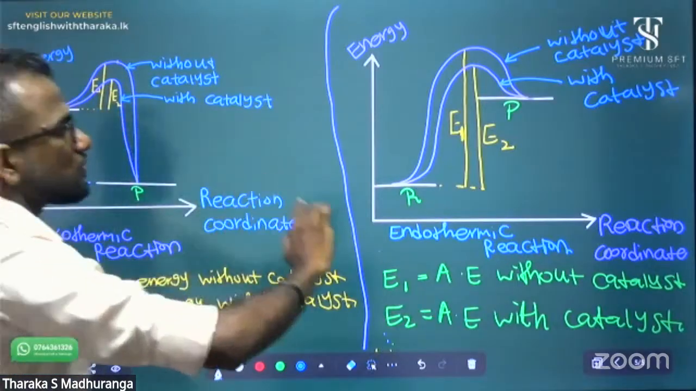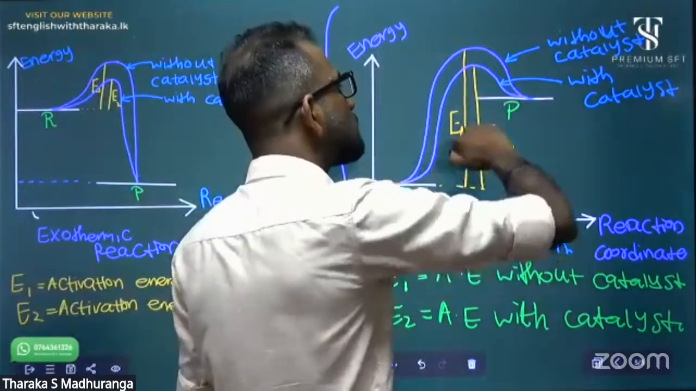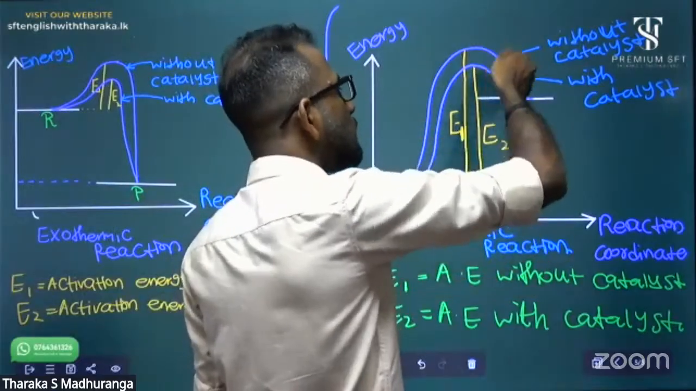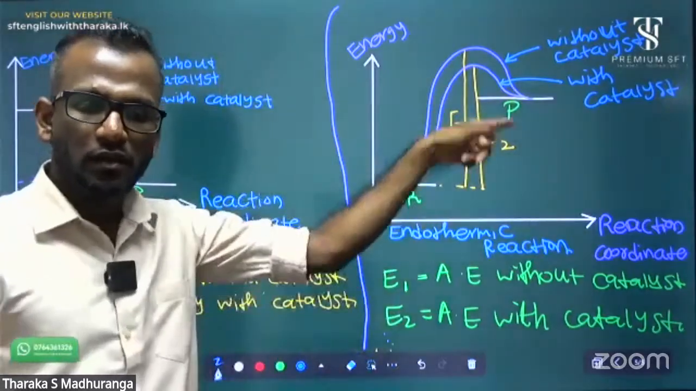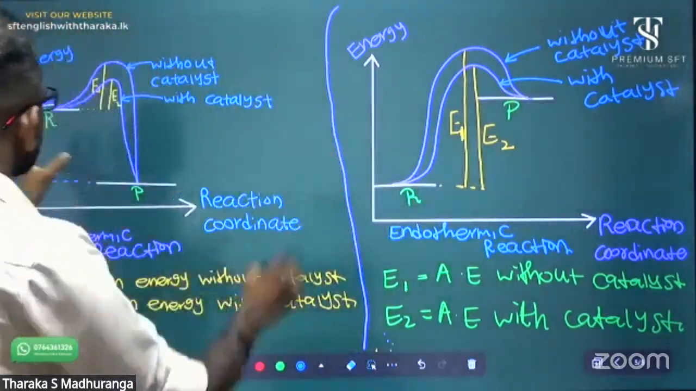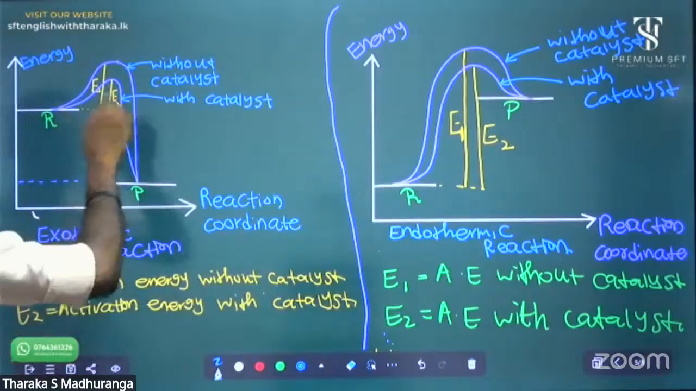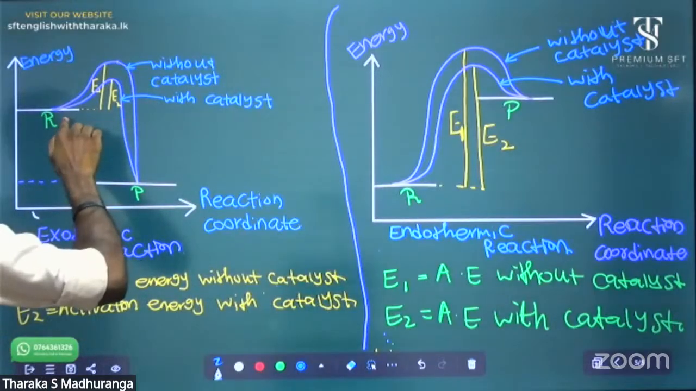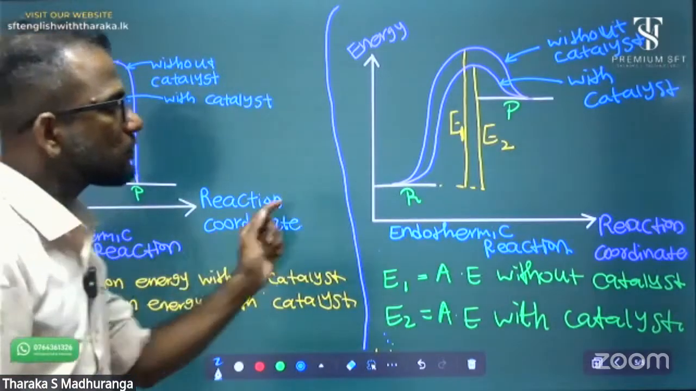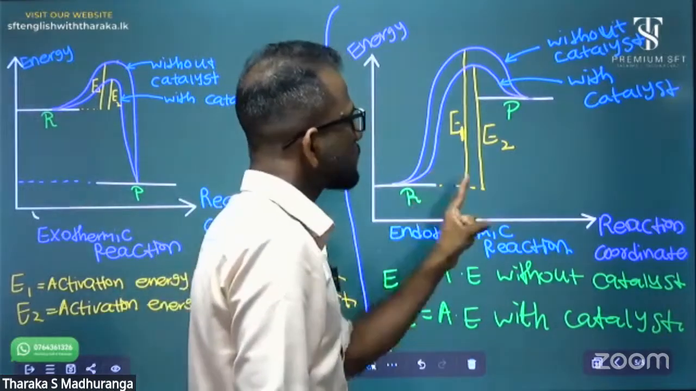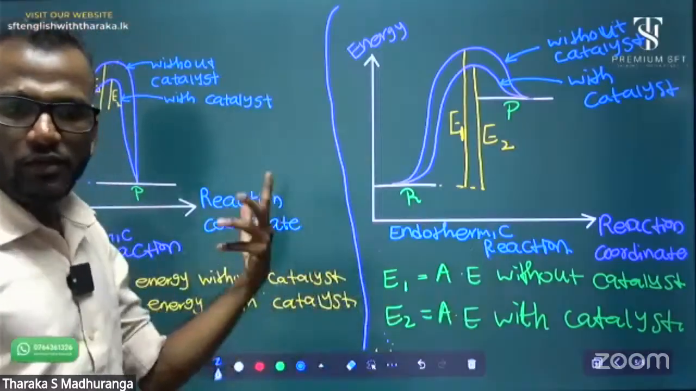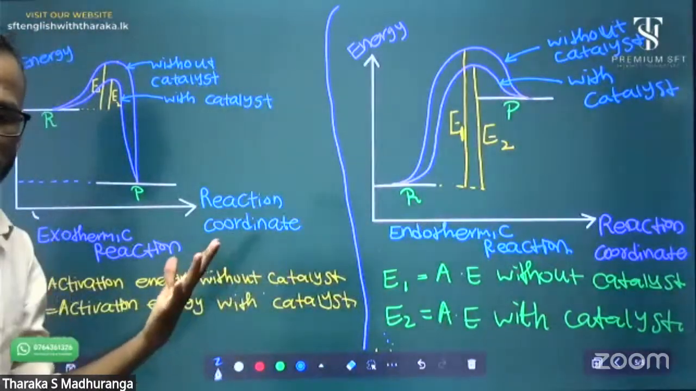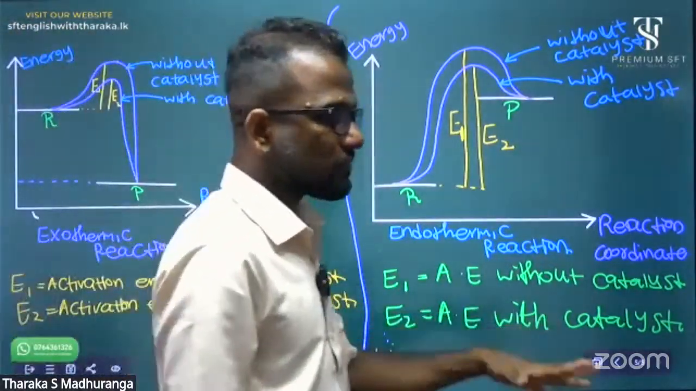Okay, that's a graph to show the new path formed when we add catalyst, right? The difference is if you have an exothermic reaction, reactant energy is greater than product. If you have an endothermic reaction, product energy is greater than reactants. Okay, do you have any doubt up to now? We discussed up to catalyst today.